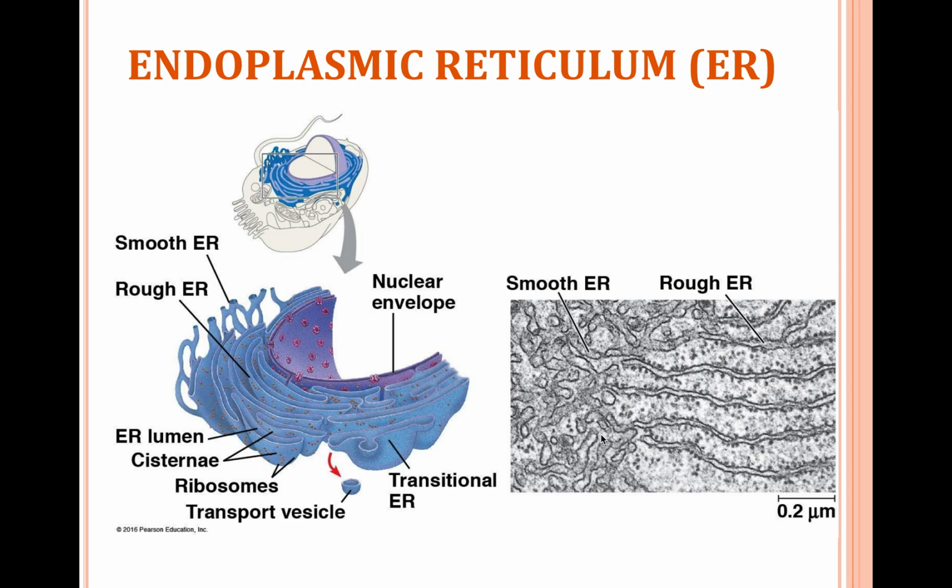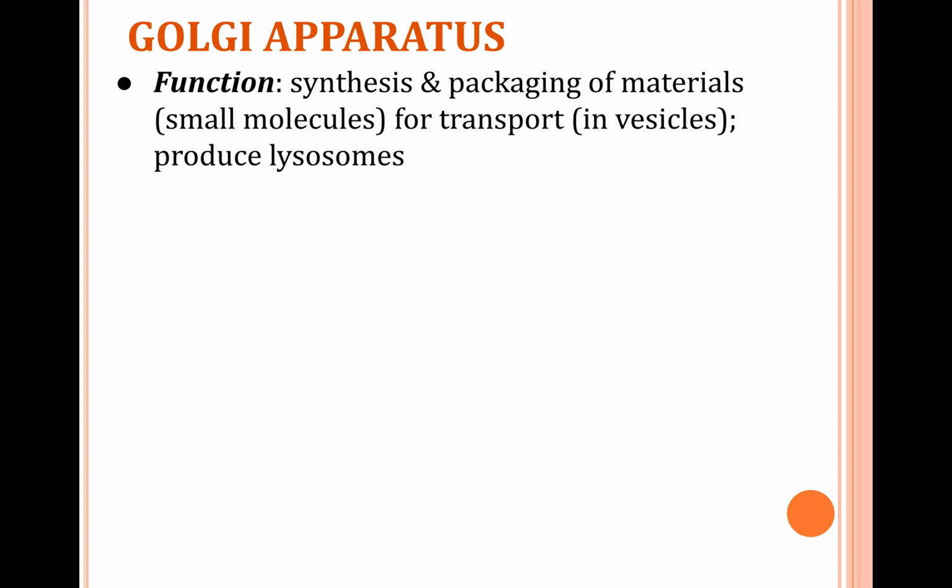The image on the right is actually from electron microscopy, and you can see the difference between smooth and rough ER in this image. So once proteins are made and packaged in the rough ER, they are going to bud off of the rough ER in little vehicles called vesicles, and these vesicles will dock with the Golgi.